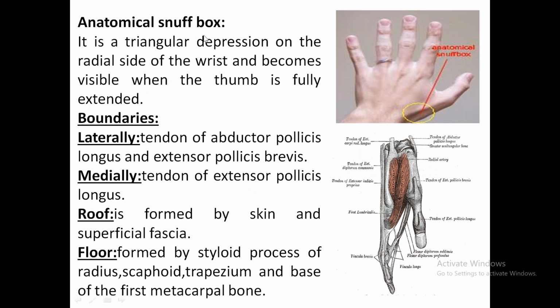Anatomical snuff box. It is a triangular depression on the radial side of the wrist and becomes visible when the thumb is fully extended. Boundary: laterally, the tendons of abductor pollicis longus and extensor pollicis brevis. Medially, the tendon of extensor pollicis longus. The roof is formed by skin and superficial fascia. The floor is formed by the styloid process of the radius, scaphoid, trapezium, and base of the first metacarpal bone. These are the boundaries of the anatomical snuff box.